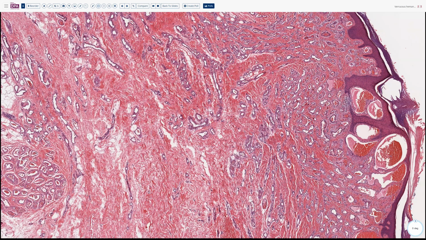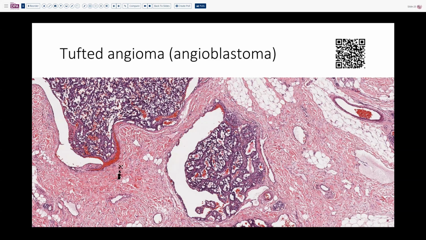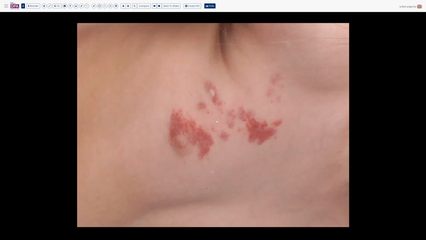Well, a well-named and very interesting lesion is the so-called tufted angioma or angioblastoma. This is a lesion that typically occurs in infants and children. It tends to involve the trunk and the neck, but occasionally can present on the extremities. Here's one on the neck, I believe. And you can see that it has this sort of plaque-like appearance with occasional little macules or slight papules associated with it a little bit in some areas.